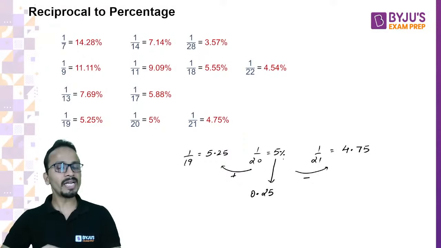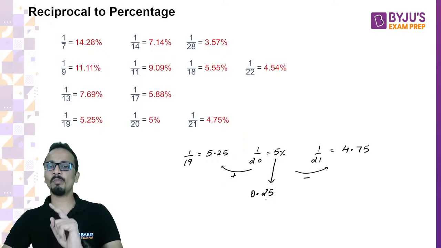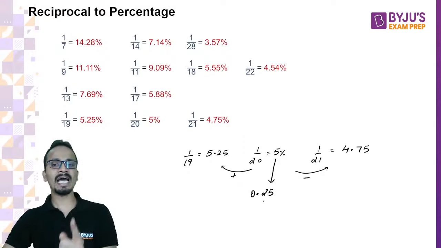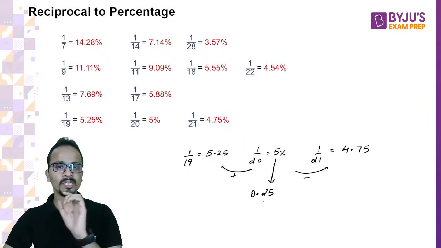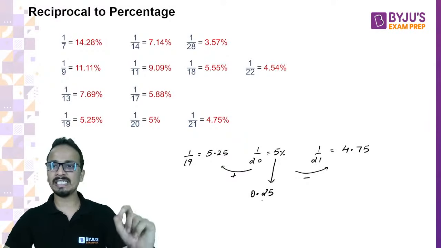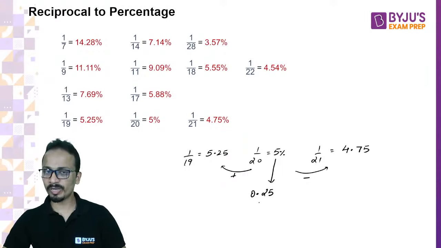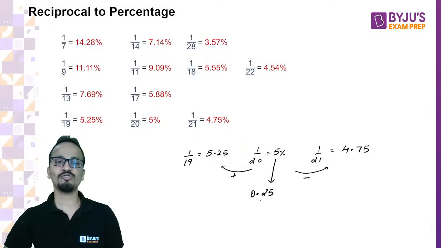Again, 1 by 20 is 5%. What is the square of 5? 25. So I added 0.25 and subtracted 0.25 to get the values of 1 by 19 and 1 by 21. A way of remembering these values.